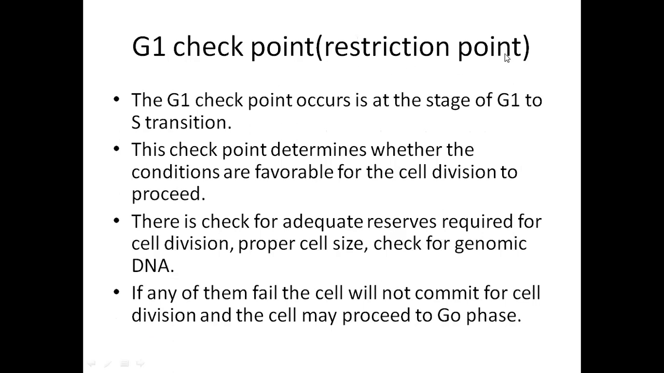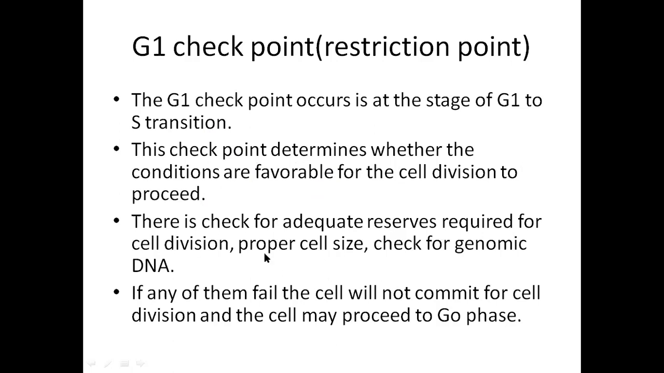It is also known as the restriction point. This occurs when the cell is preparing through the G1 phase, and when there is a requirement of allowing the cell to transit from the G1 phase to the S phase. Now, in the G1 phase, there is a check for whether there is a favorable condition around the cell and inside the cell, for the cell to divide.